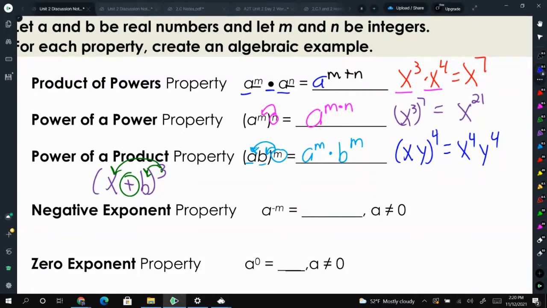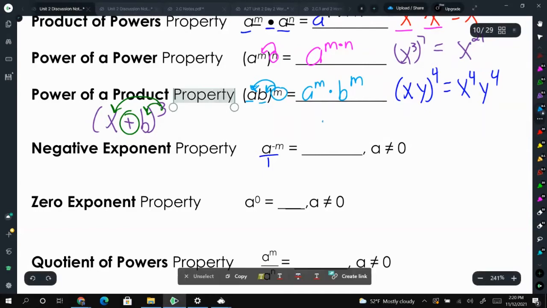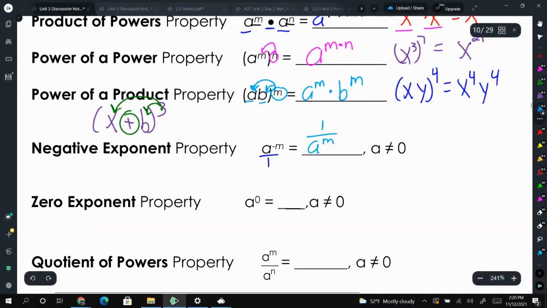Now, the negative exponent property tells us that if we have a negative exponent, we can put it on the other side of the fraction bar. You may say, well, there's no fraction bar in this problem. Remember, everything can be written as an invisible over 1. So what this means is that I can take this a to the negative m, and I can write it as 1 over a to the positive m power. So once I move across the fraction line, my exponent changes signs. Nothing else about the problem changes, only the exponent goes from negative to positive.